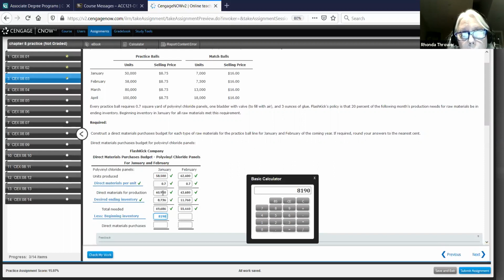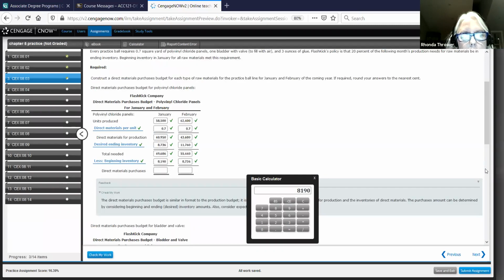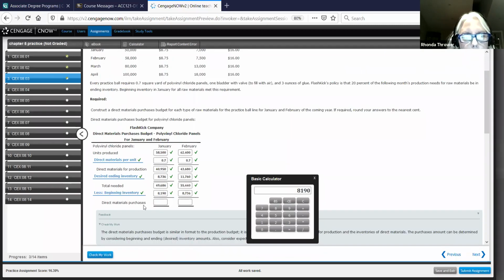So the following month's production needs for January is 40,950. So to get the ending inventory for December, we would multiply this by 20%. That ending inventory for December will become the beginning inventory for January. And then your ending inventory for January becomes the beginning inventory for February. So this 8736 is coming from right there. And I'm going to check my work, and then we will finish this direct materials purchases budget.